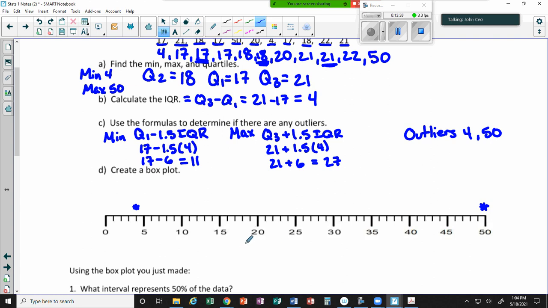Now to make the box part of our box and whisker plot, we need Q1, Q2, Q3. Q1 is 17. So I make a vertical line there. Q2 is 18. Vertical line there. Q3 is 21. So make a vertical line there.